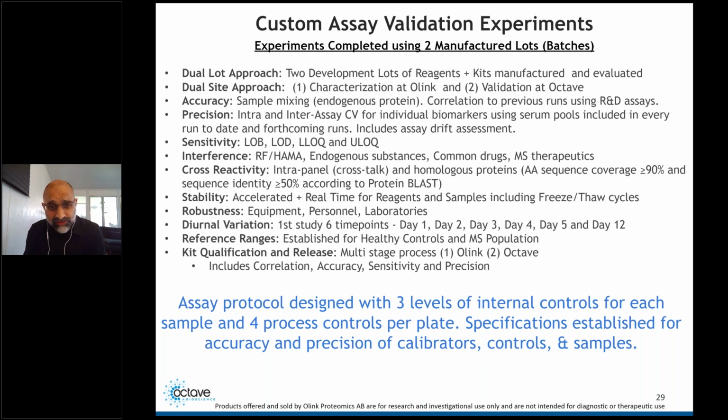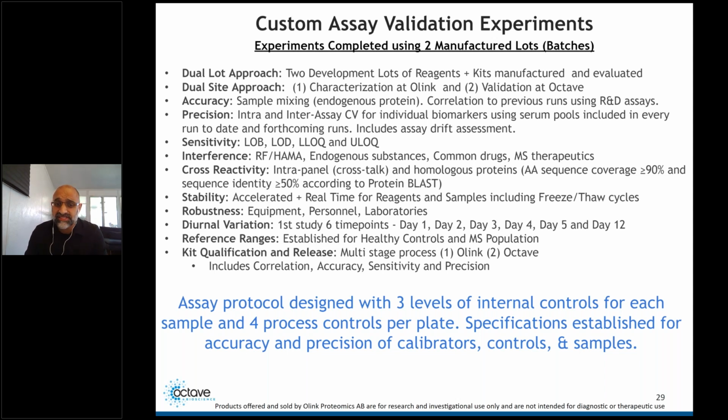We performed an initial diurnal variation study where we looked at variability over 6 time points in a relatively short duration of time, across 12 days. I'll share some of that data. We established reference ranges, both for healthy controls as well as our MS intended use population. We've also defined a process for kit qualification and release, which is a multi-stage process conducted both at Olink and Octave, and it includes several factors, including correlation, accuracy, sensitivity, and precision. Notably, this is done with patient samples, I should say endogenous serum samples, so that we are looking at the output of the assay relative to endogenous protein as opposed to recombinant protein.